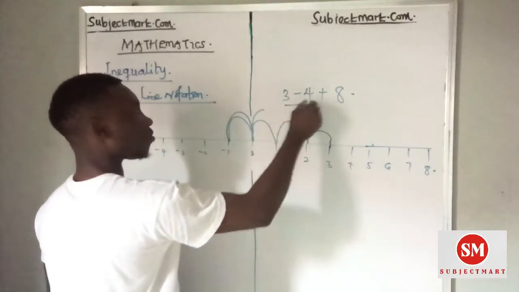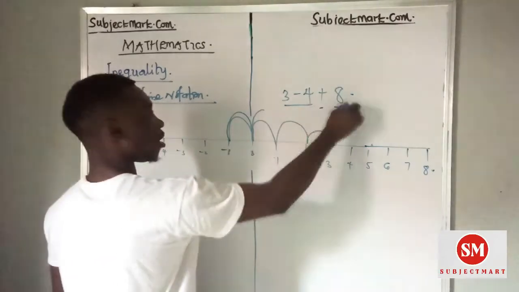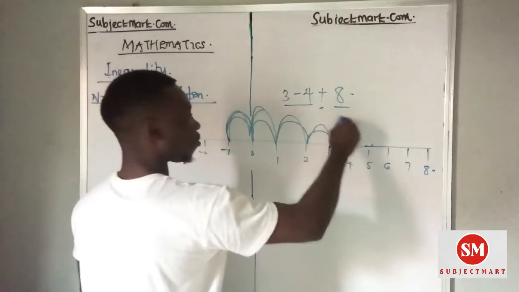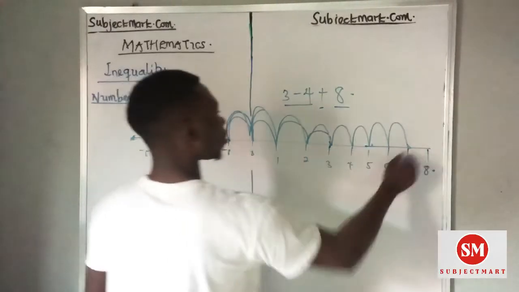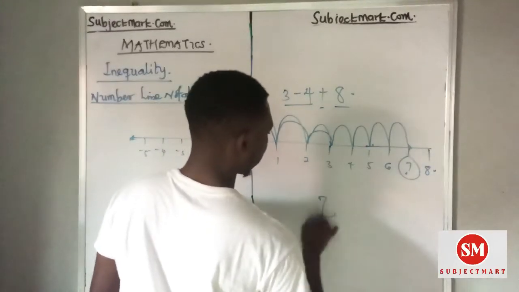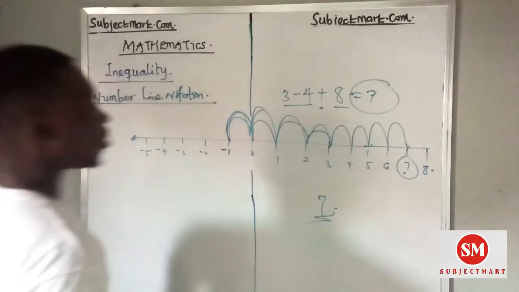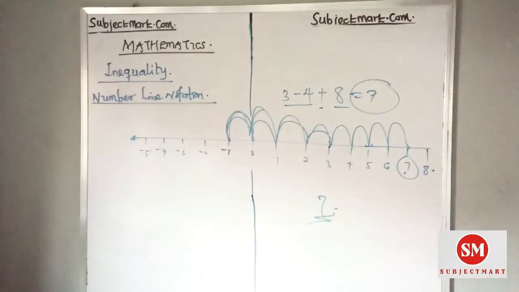So 3 minus 4 gives us minus 1. It then says plus 8, so you count 8: 1, 2, 3, 4, 5, 6, 7, 8. That is equal to 7. So this is equal to 7. This is what is known as your number line notation.